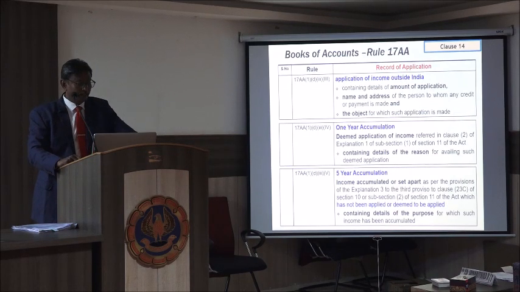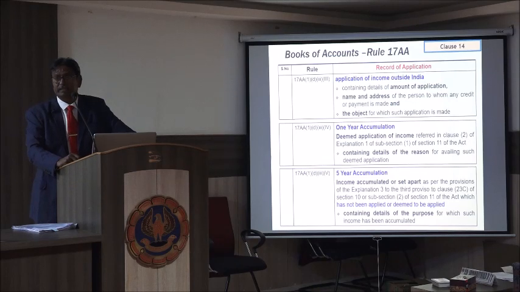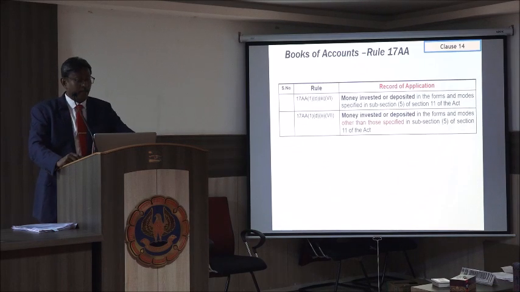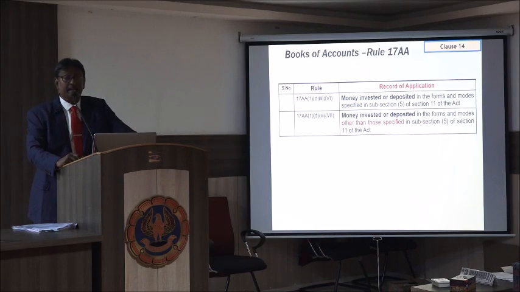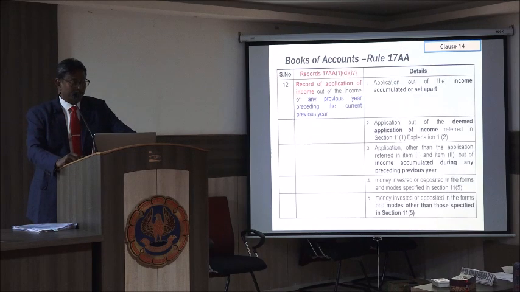If you have a 5-year accumulation for tracking, okay, this year I have say about 10 lakhs accumulated for 5 years. The next year again 5 lakhs for 10 years. So do I have a record to track how much I have accumulated for 1 year accumulation, how much I have accumulated for 5 years accumulation? I have to have separate records for them. And what is money invested under section 11(5). And other than 11(5) also they are asking us to keep the records.